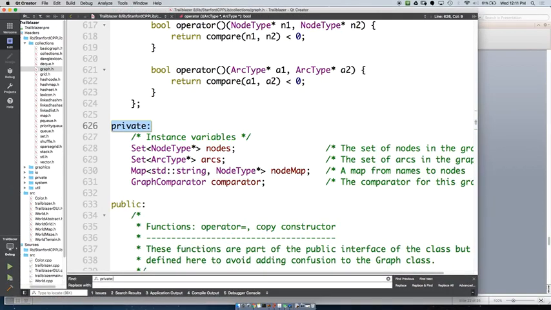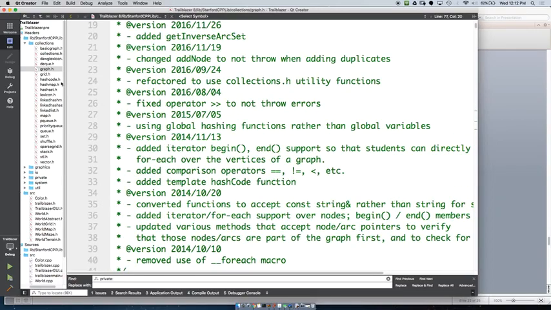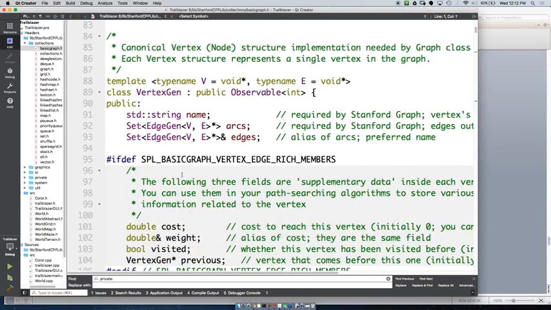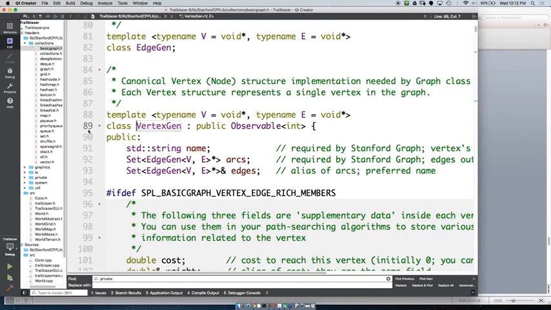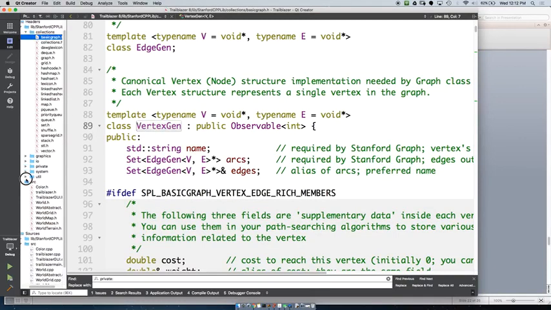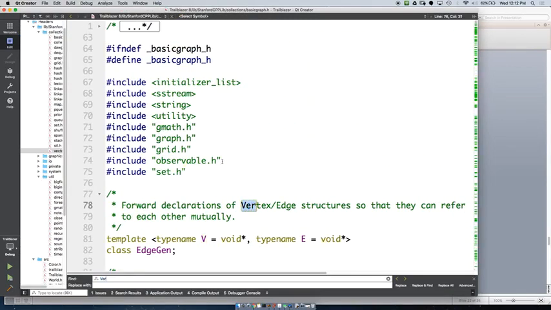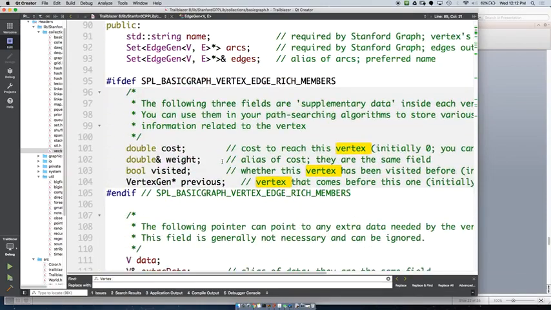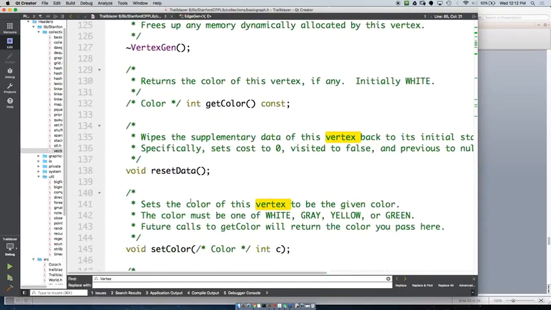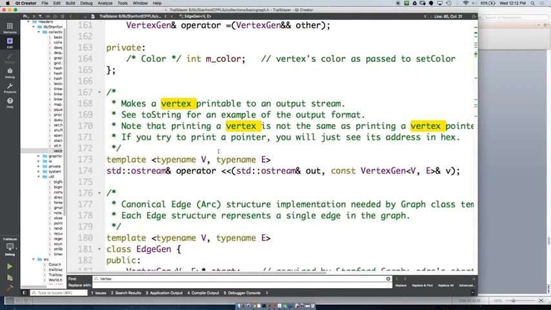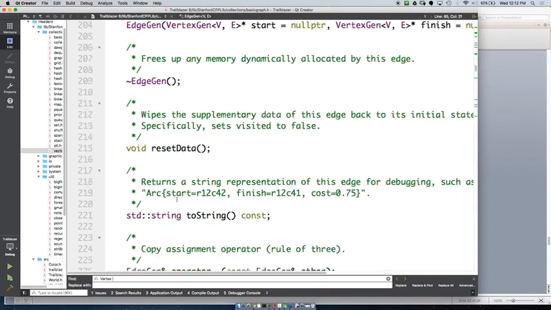So this is graph.h, which is basically what basic graph is based off of. Here we have a set of nodes and a set of edges. This set of edges is basically like that edge list that we were talking about. But then we're also storing our nodes. And the idea behind this is, when you go to basic graph, which is here, and look at a vertex, you'll see that it has a list of edges associated with it.